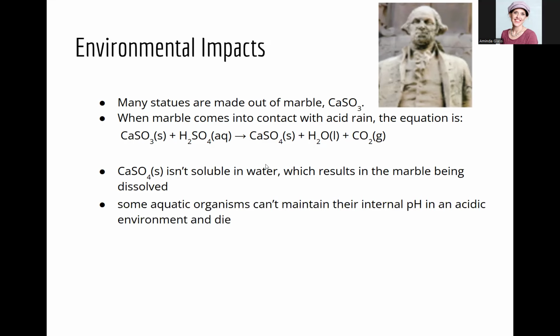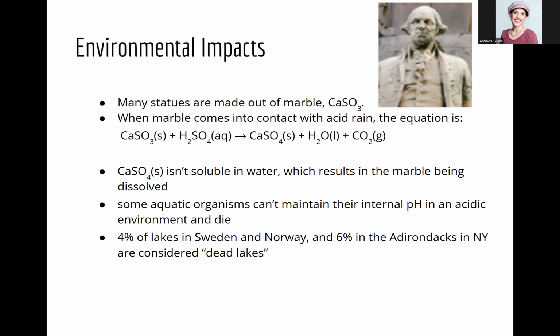Some aquatic organisms can't maintain their internal pH in an acidic environment, so they die. Actually, 4% of lakes in Sweden and Norway and 6% of lakes in the Adirondacks in New York are considered dead lakes because of the acid rain that has changed the pH of the lake so much that the living organisms within the lakes have died.